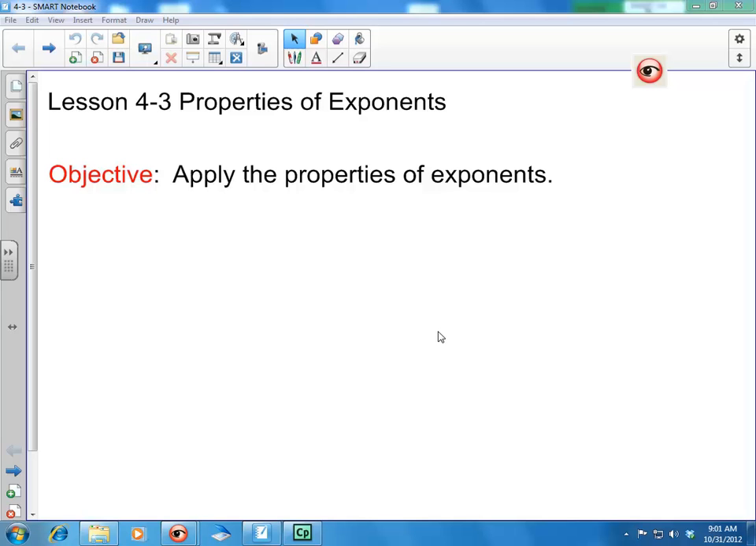If you don't know what you're doing. So let's talk about what we're doing with our exponents today.